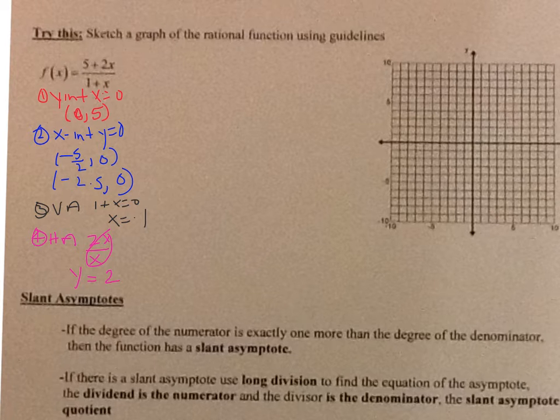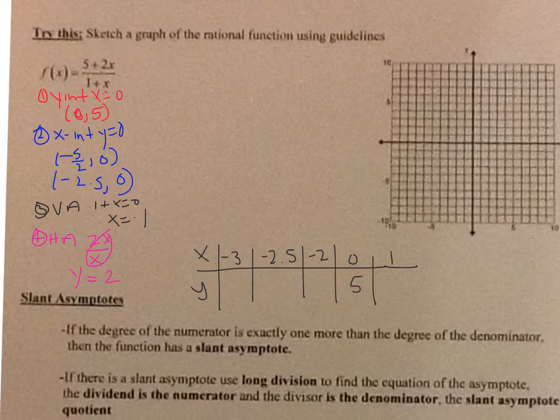And then next I would want to make a table of values to get some other points to plot. So I'm going to use negative 3, negative 2.5, negative 2, not negative 1 because negative 1 is an asymptote, 0 which is 5, 1 is 3.5, 2 is 3, and 3 is 2.75, and I have these over here, so this is 0.5, 0, negative 1 here.